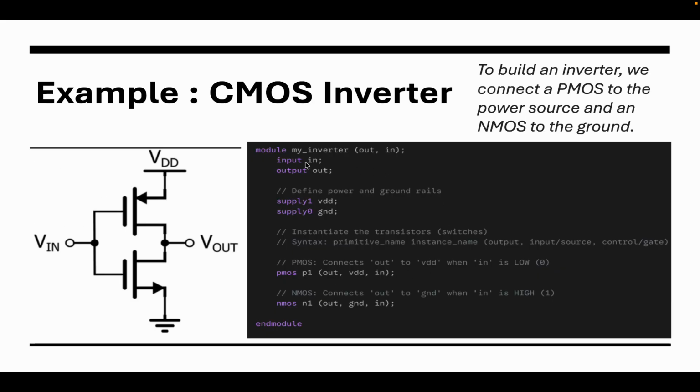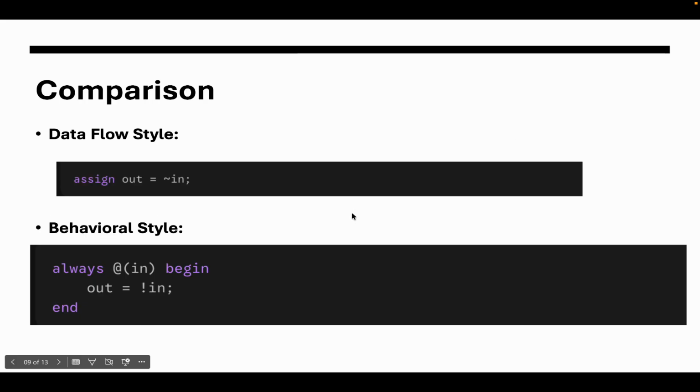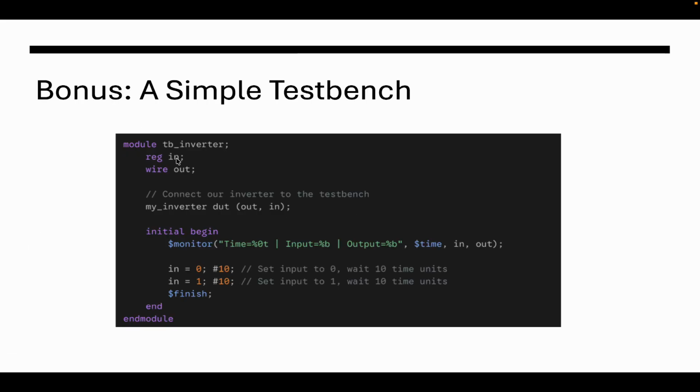See, here we have module my inverter, right? For this we are going to write a test bench. Let us see how it is written. So we have an input register and a wire for the output. We need to connect our inverter design to the test bench, so we use my inverter as the DUT, meaning design under test, with the output and input.